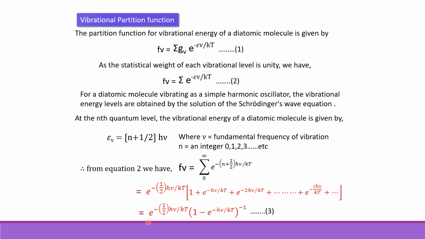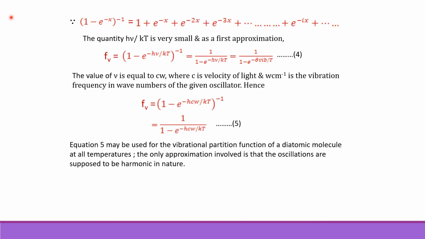Now this we can write as e raised to the power minus half h nu by kT, and for this bracket we can write 1 minus e raised to the power minus h nu by kT raised to the power minus 1. As for this series 1 minus e raised to the power minus x raised to the power minus 1, the expansion of this series is given by 1 plus e raised to the power minus x plus e raised to the power minus 2x plus e raised to the power minus 3x plus and so on, plus e raised to the power minus ix plus and so on.